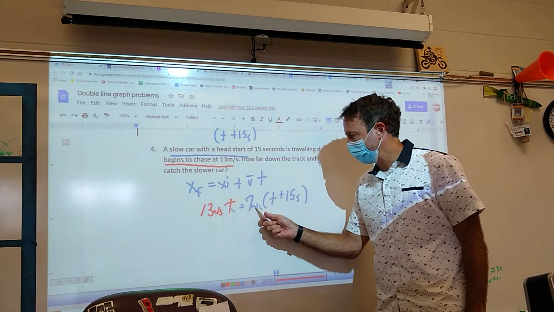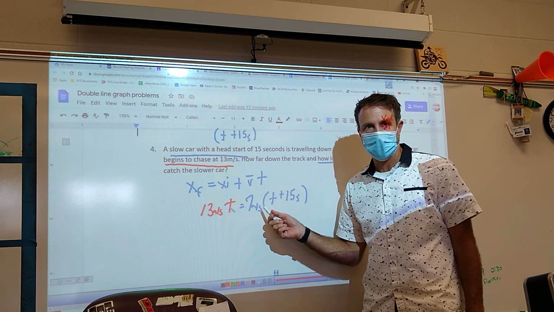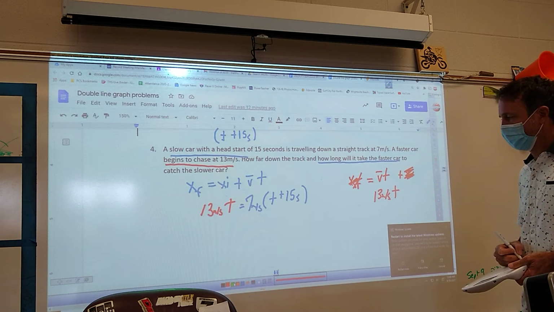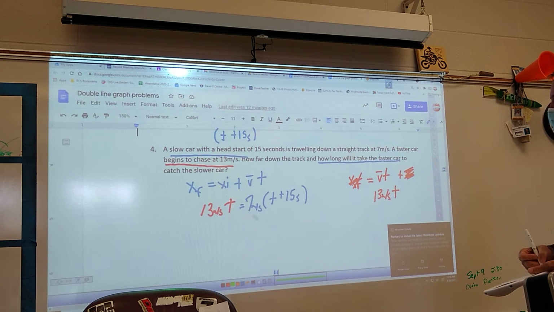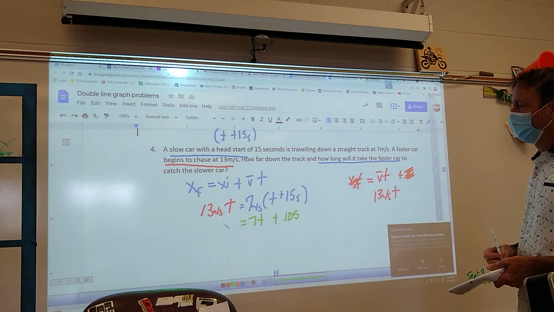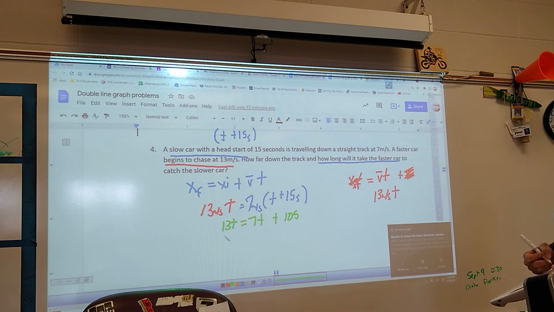First thing we have to do here is distribute this 7, right? So I'm going to change my color here. So we've got on this side 7t plus, what is that, 105? 105? That's what the calculator says. Yeah. 7t plus 105. On this side, we've just got 13t. And now we're going to solve. 13t minus 7t, 6t is equal to 105. Everybody like that?